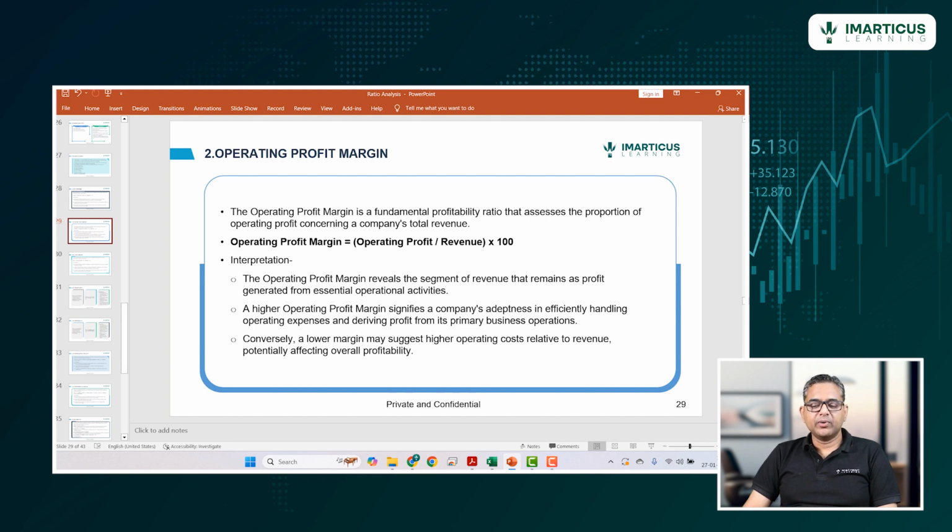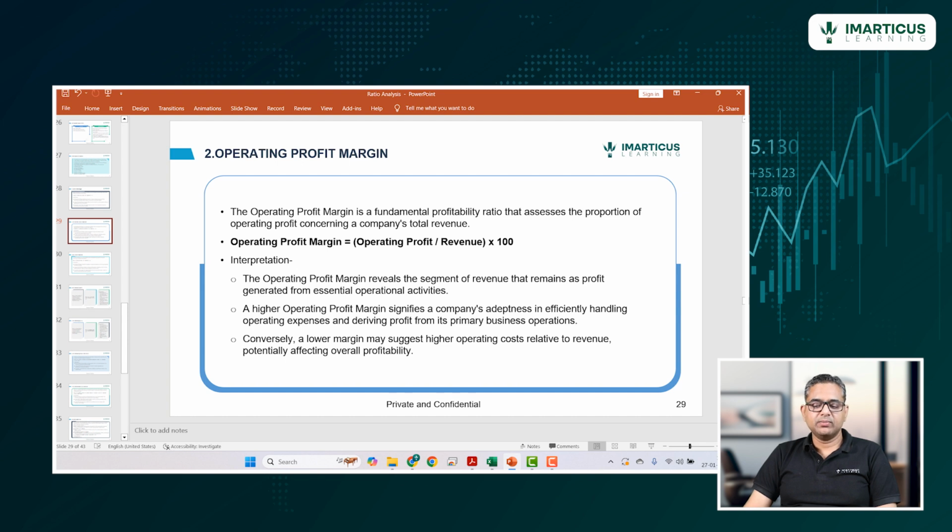Interpretation: operating profit margin reveals the segment of revenue that remains as profit generated from essential operational activities. A higher profit margin signifies a company's adeptness in efficiently handling operating expenses and deriving profits from its primary business operations.